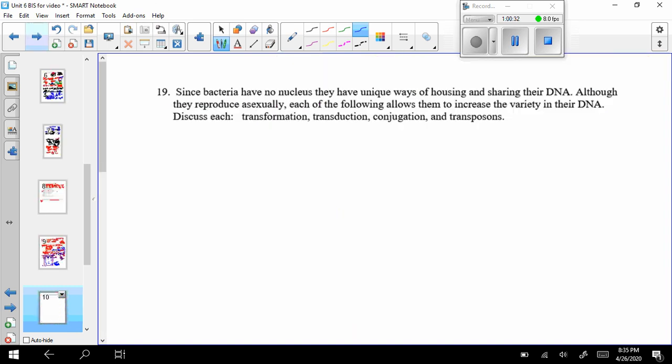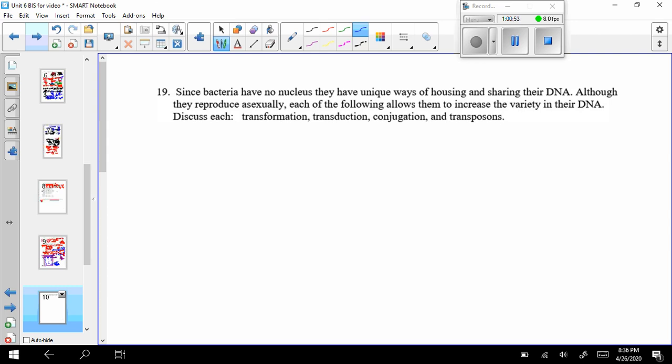All right, next one. Since bacteria have no nucleus, they have unique ways of housing and sharing their DNA. Although they reproduce asexually, each of the following allows them to increase the variety in their DNA. Discuss each: transformation, transduction, conjugation, and transposons.